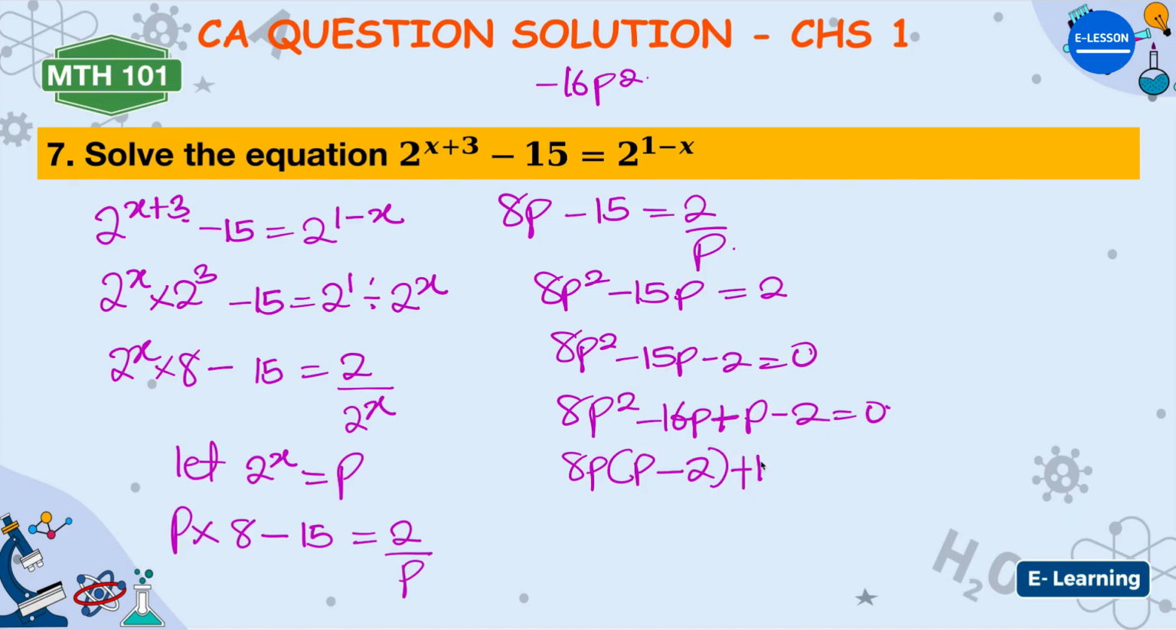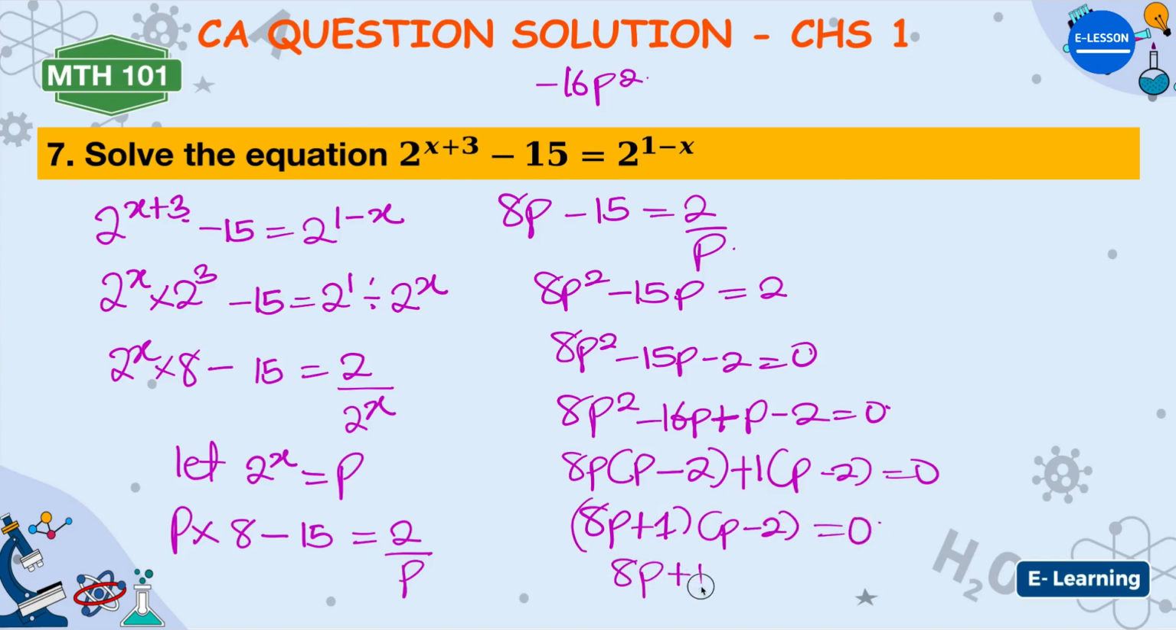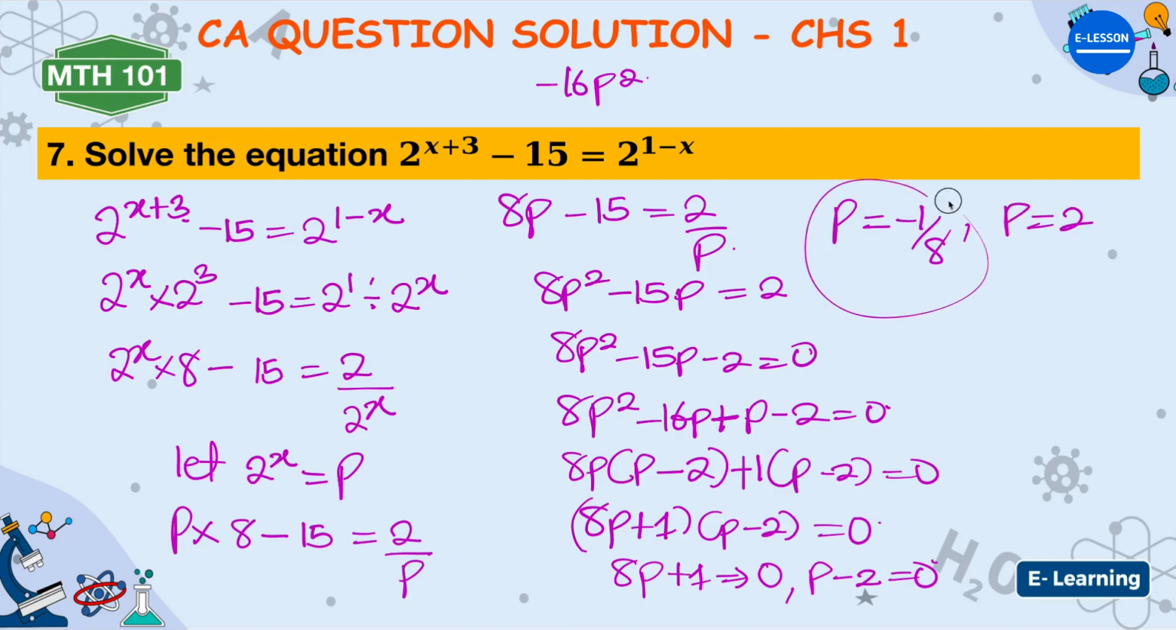So here is plus 1 bracket p minus 2 equal to 0. So at the end of the day, you have 8p plus 1 bracket p minus 2. Everything is equal to 0. So 8p plus 1 should be equal to 0, and p minus 2 is equal to 0. At the end of the day, p will be equal to minus 1 over 8, and p will be equal to 2. This value here is not valid. The only valid answer here is this one.